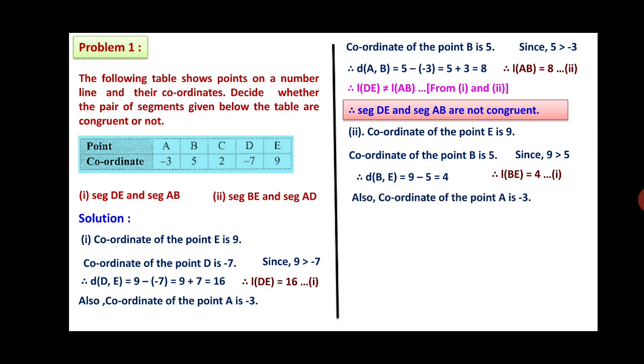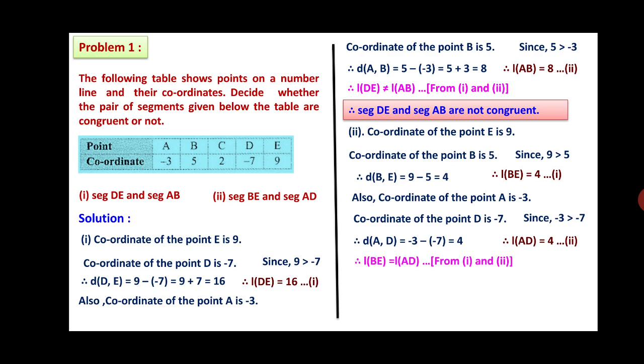Also, coordinate of the point A from segment AD is -3 and coordinate of D is -7. Clearly here -3 is greater than -7. Therefore, distance between A and D is -3 minus of -7. That is -3 plus 7 is 4. Therefore, length of AD is equal to 4, statement 2. So, from 1 and 2, you can say that BE is 4 and AD is 4. Both are same. Therefore, you can write length of BE is equal to length of AD. That is, segment BE and segment AD are congruent. Symbolically, it can be written as segment BE is congruent with segment AD.